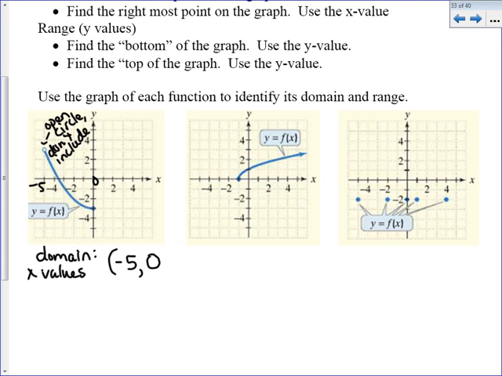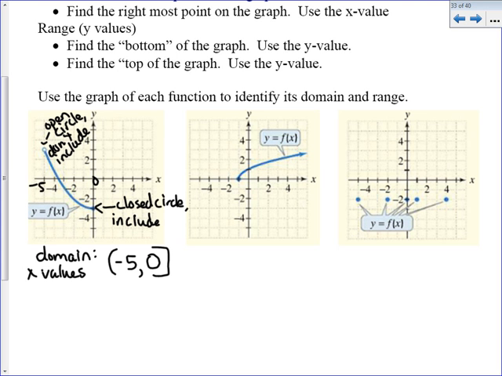And do we include 0 or no? Yes. It's a closed circle. So you see when we get to 0, this is a closed circle. That means include the point. And so what's our notation for include? Parenthesis or bracket? Bracket.